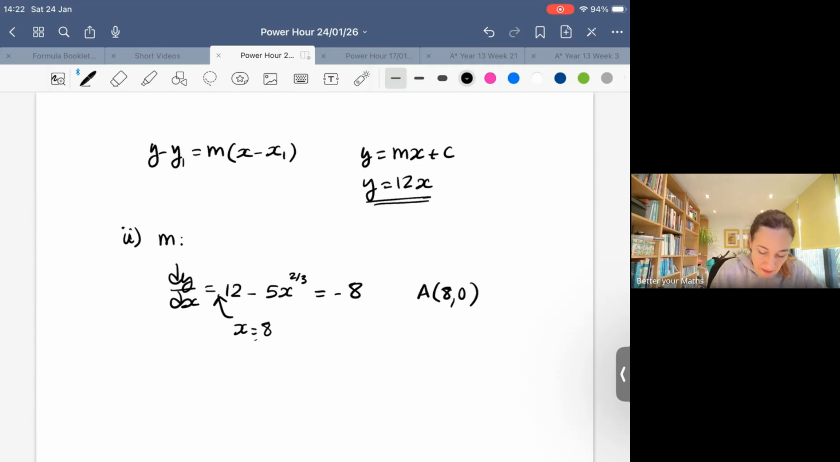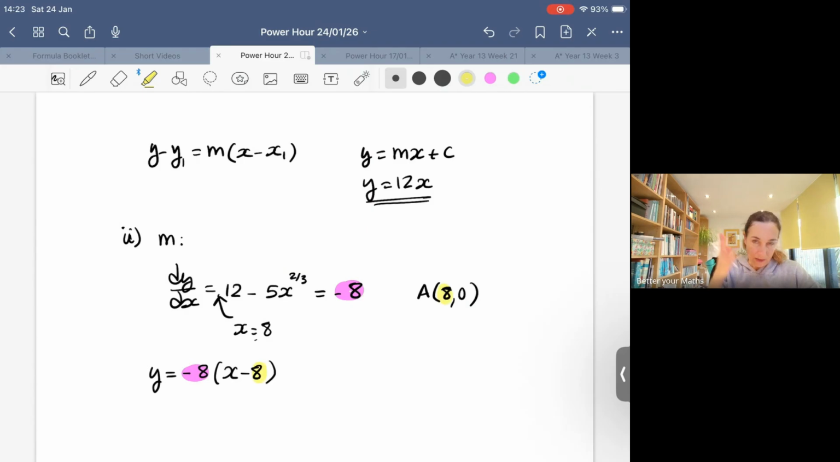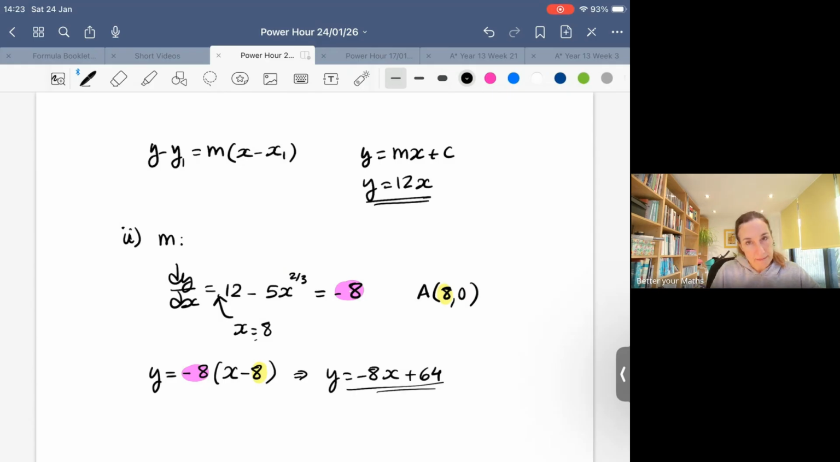So the tangent is going to be, using this equation now, y minus 0, so y equals the gradient, which is minus 8, brackets x minus 8. Don't get confused. This minus 8 is the gradient, and this 8 is this 8. It's a coincidence. They could be different numbers. So my equation is y equals minus 8x plus 64. That's the other tangent.